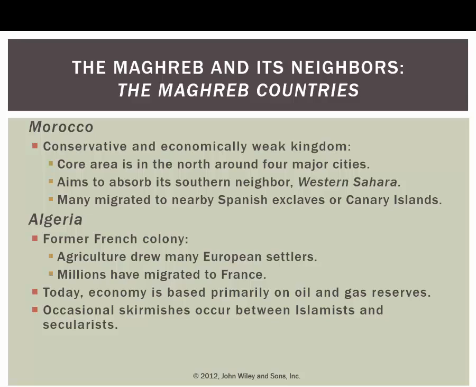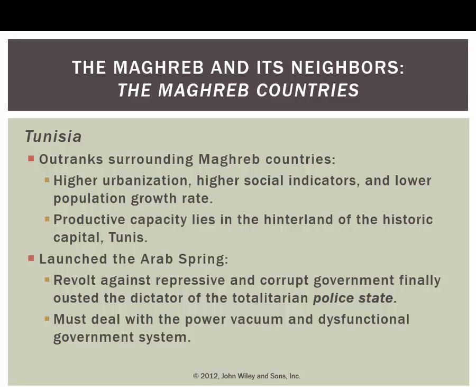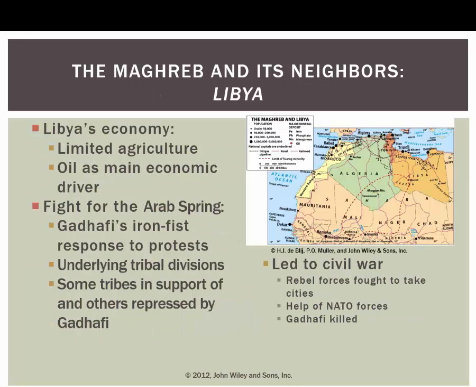Algeria is a former French colony and suffered a bitter liberation war from 1954 to 1962. Internal conflict has led to many Algerians emigrating to France. Tunisia is the smallest of the Maghreb states, has a higher urbanization level than elsewhere in this region, and in 2011, people revolted against the corrupt government and launched the Arab Spring protests here. Tunisia has had similar problems to Egypt with the recovery from the revolution.